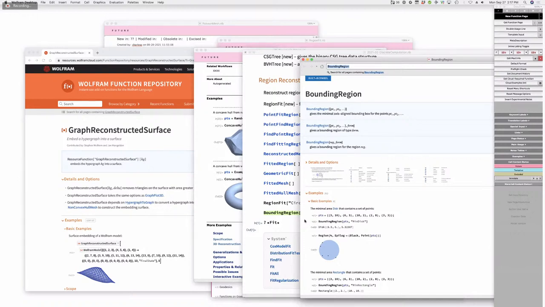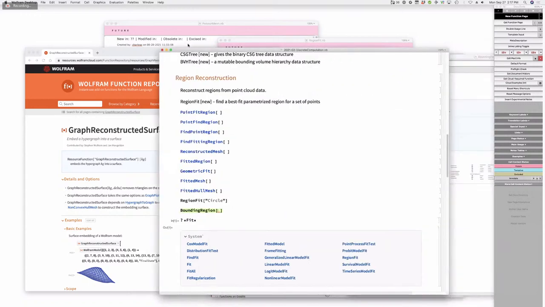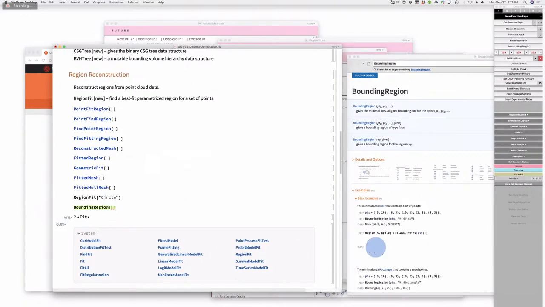But this kind of makes it sound like it could be a fitted region, instead of region fit. That's true. Or maybe fitting region. Well, fitted region, fitted mesh, or fitted hull mesh. Does it matter, fitted versus fitting? I just think fitting is a little bit more whimsical and weird.